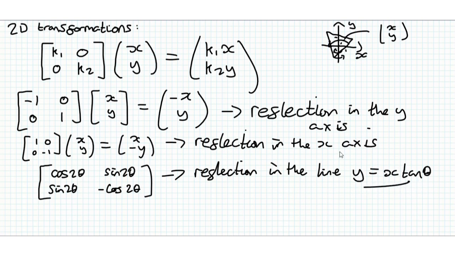So the line will have to go through the origin. As you can see, there's no constant term here. So you essentially have an equation of the form y = mx. So you want to solve for m = tan θ and solve for θ, and then you can plug that into this matrix, and that will give you your reflection matrix.